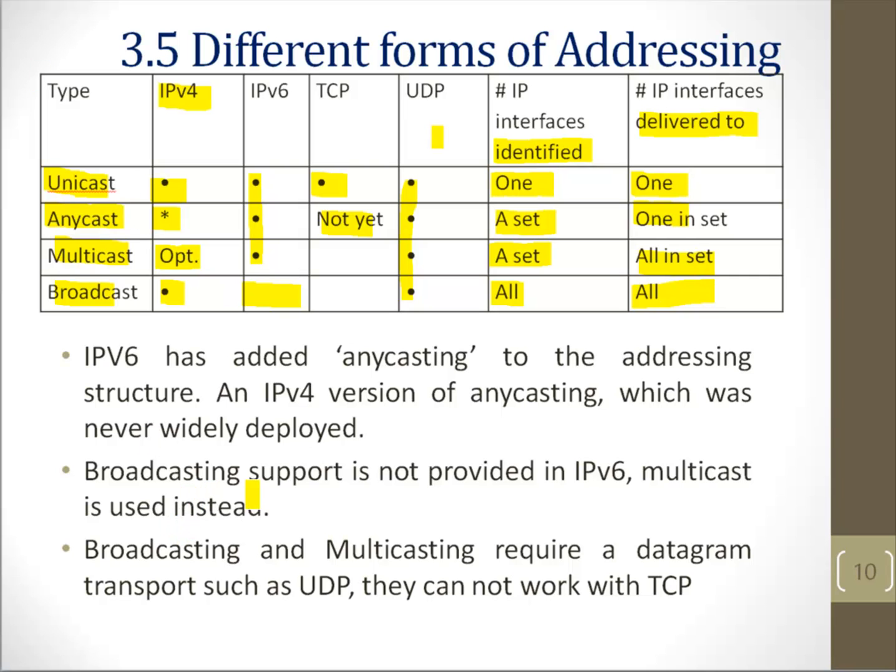Now, broadcasting support is not provided in IPv6. Multicasting is used instead. Broadcasting and multicasting require a datagram transport such as UDP, and they cannot run on TCP. All these points are covered in this particular table. This table is very important, and you can find a lot of information here.